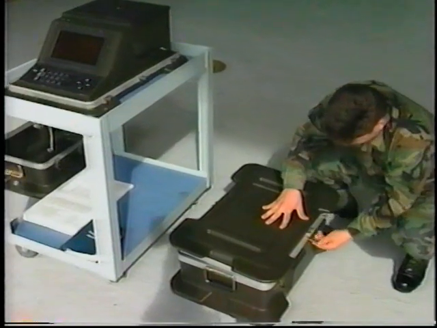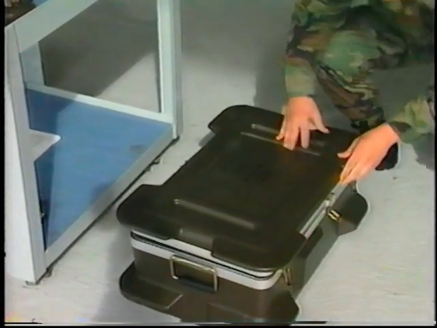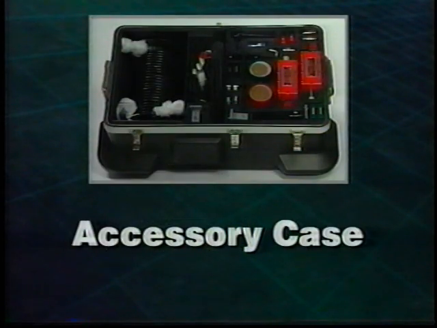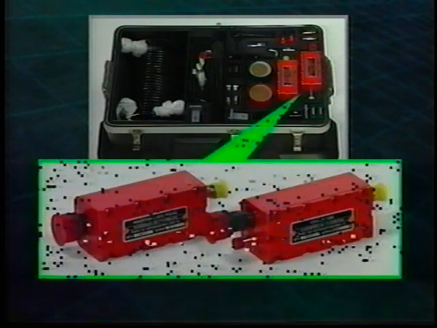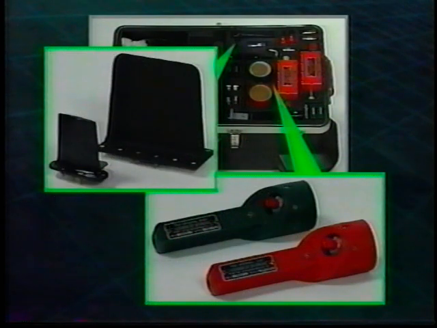The accessory case uses the same type of fasteners as the test set case. Turn them counterclockwise to unlock the case. The accessory case comes with everything needed to use riftlets. 2 probes are included for insertion loss and VISWAR testing. 4 antennas are provided to cover the RF frequency range.